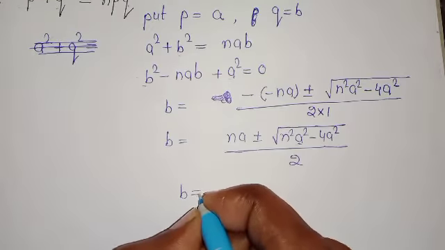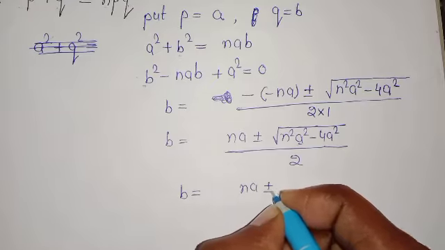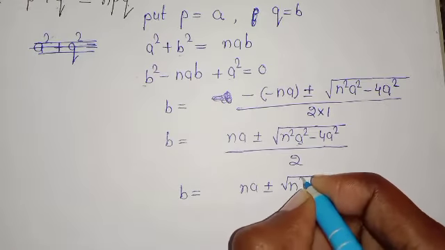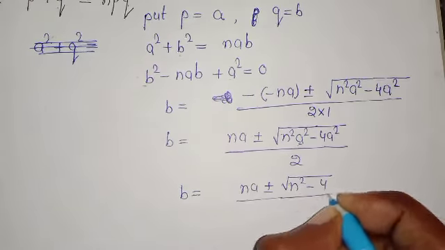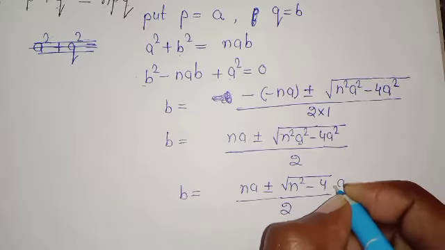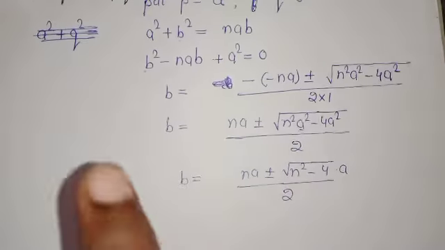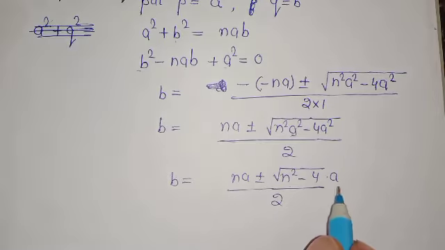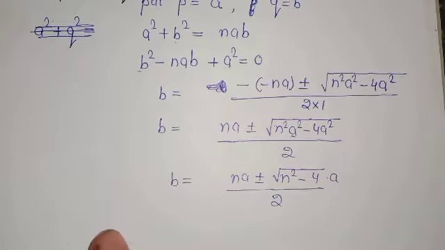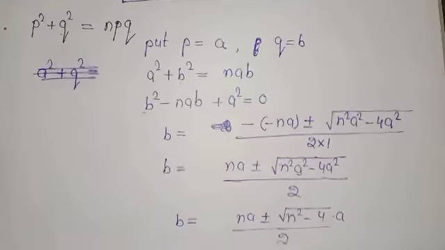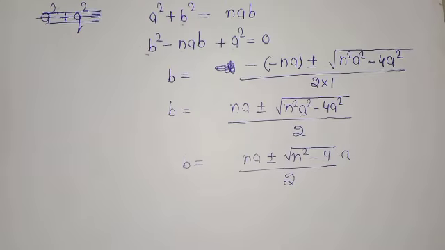So B is equal to Na plus minus root of N square minus 4 by 2 into A. A is outside the square root. So this is the value of B in terms of A. Now we can easily write the general solution for this equation. So I am going to write the general solution.